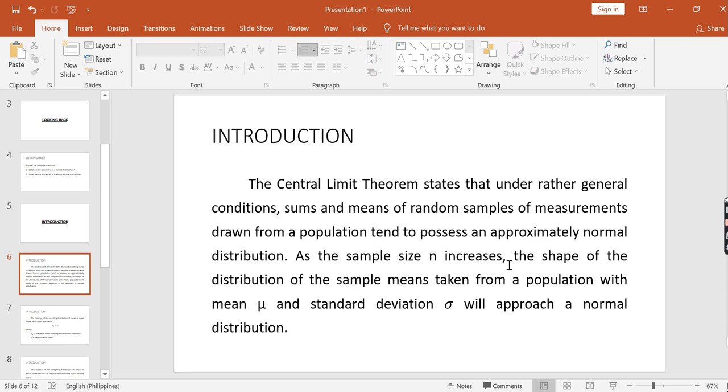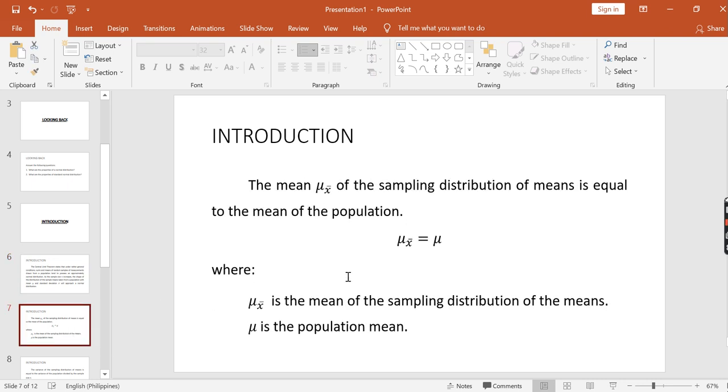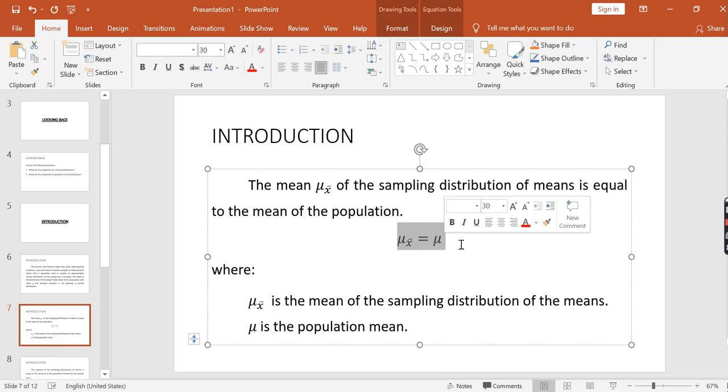As the sample size n increases, the shape of the distribution of the sample means taken from the population with mean and standard deviation will approach a normal distribution. I hope you can still remember what a normal distribution is, especially its properties. So the mean mu sub x bar of the sampling distribution of means is equal to the mean of the population. In notation, it is written as this.